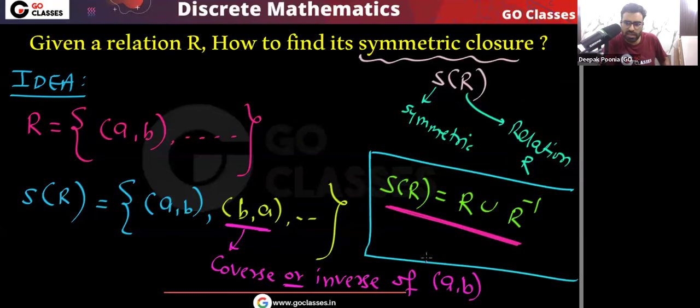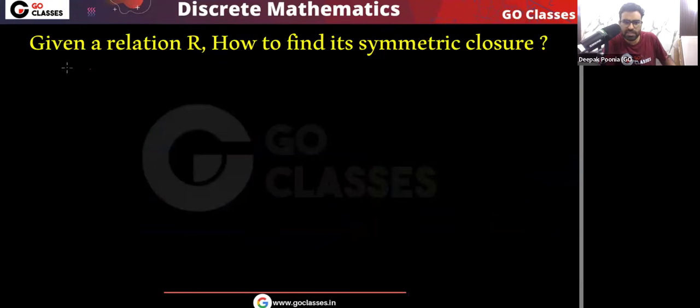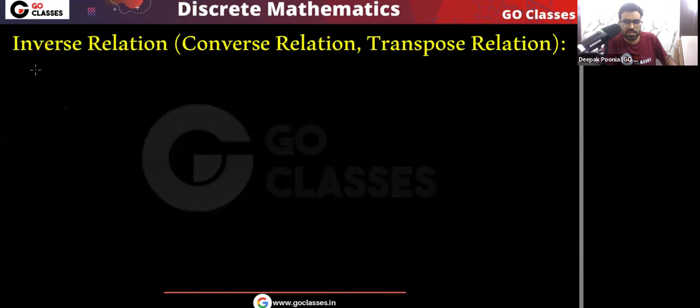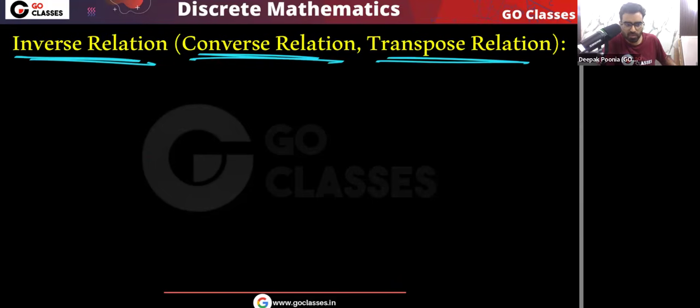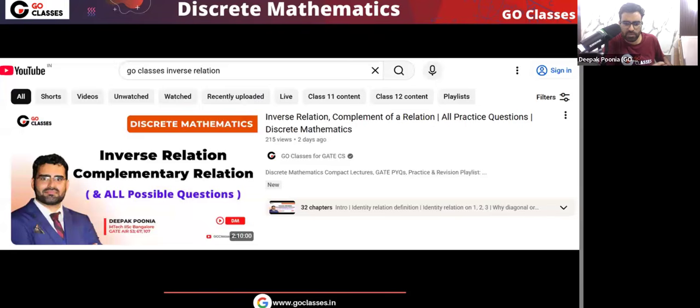Do you remember the definition of R inverse? Inverse relation. In the previous lecture, we have already seen. You can see this inverse relation concept. Inverse relation is also called converse relation. It is also called transpose relation. All these are different names for the same concept. Inverse relation concept we have already seen in the previous lecture. You can find this lecture on YouTube. On YouTube, you can search goclasses inverse relation. So you can see what is this inverse relation.